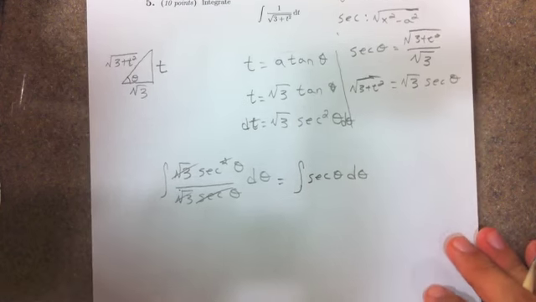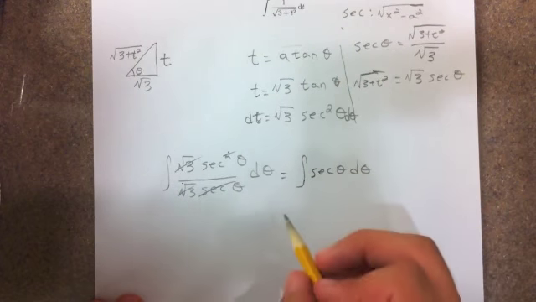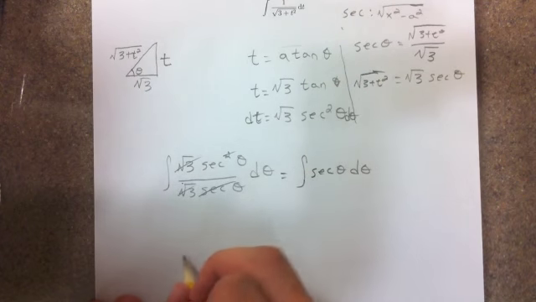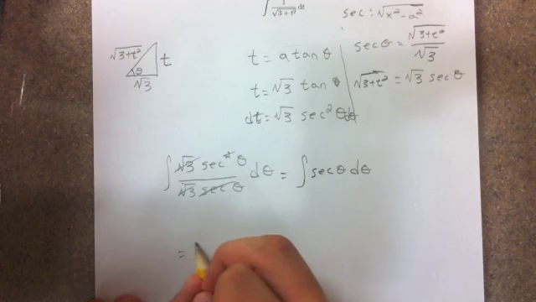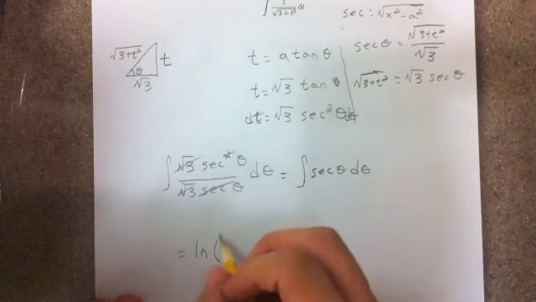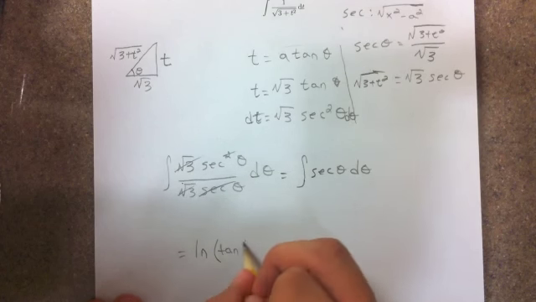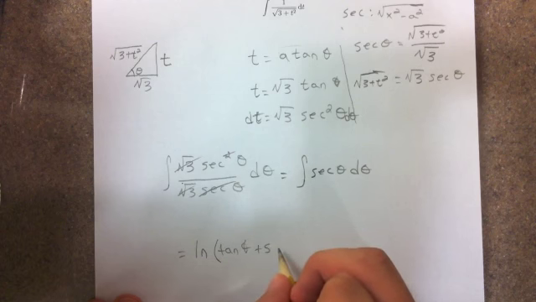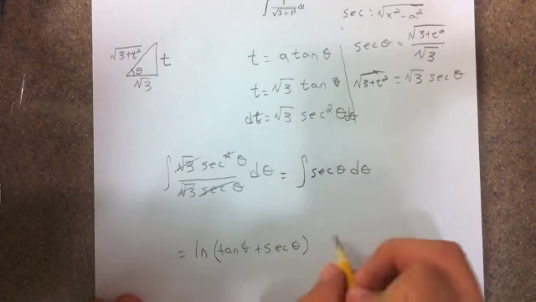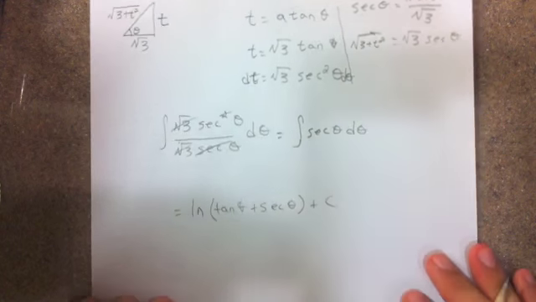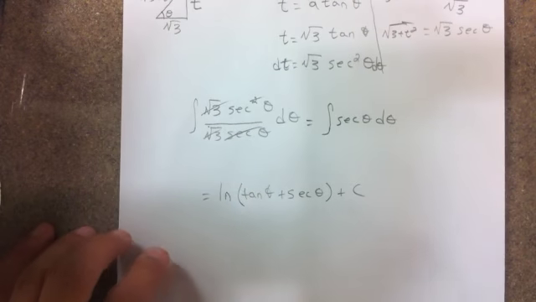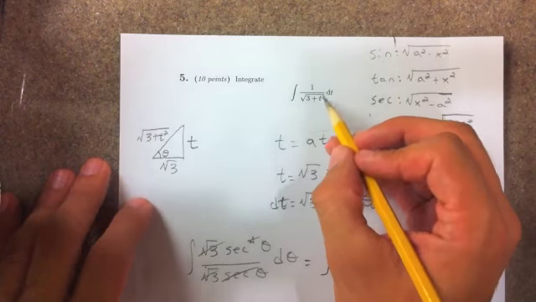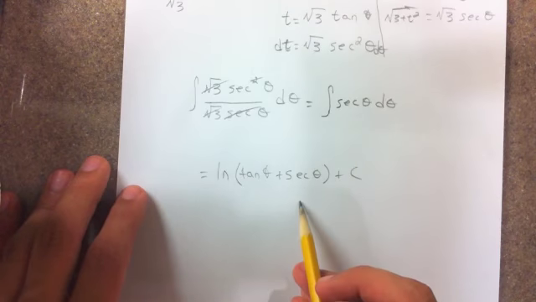Now that fits one of our rules. It's just going to be a straight integration rule, and we find that that equals the natural log of tangent theta plus secant theta plus a constant. Okay, that looks good, but it's not completely done yet, because we started off in terms of t, so we need to end in terms of t. We can't keep it in terms of theta.